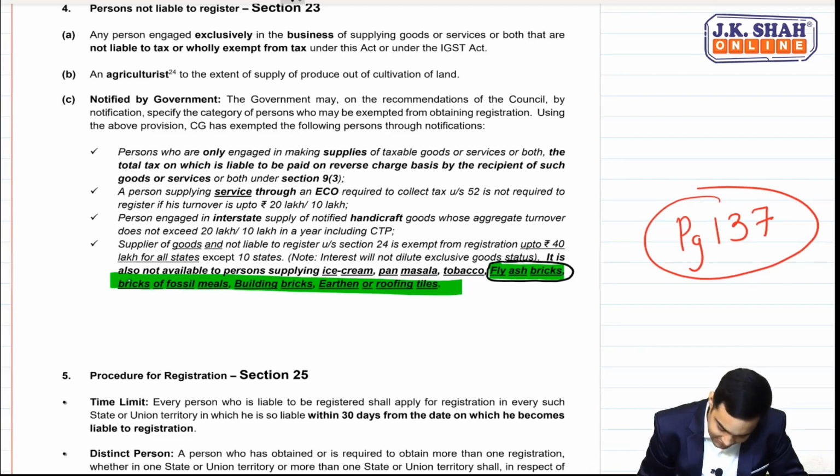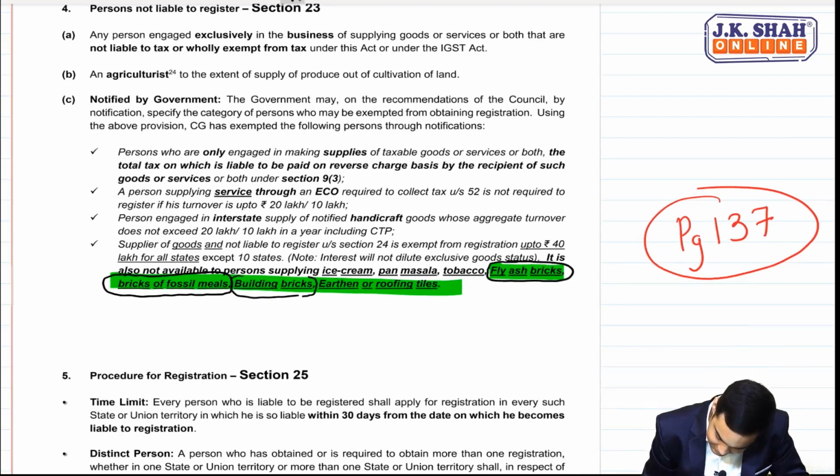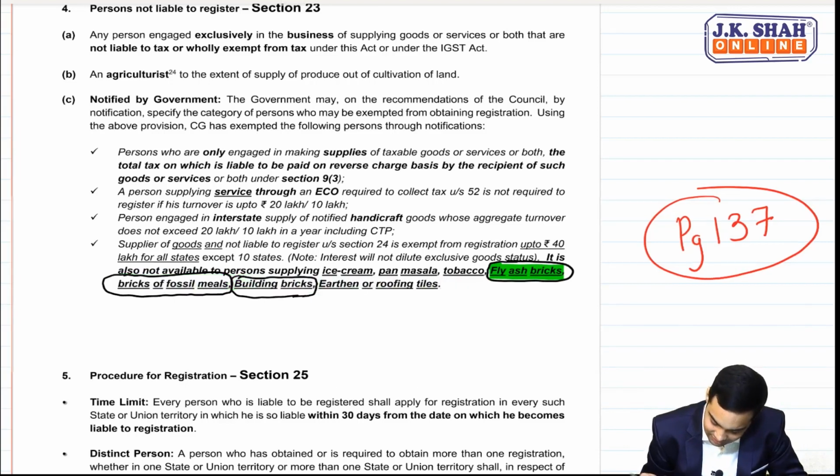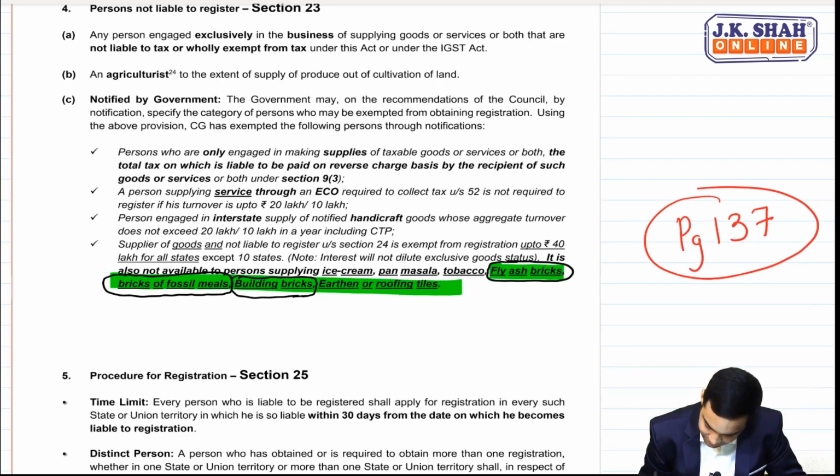Fly ash bricks, that is gray color bricks. Bricks of fossil meals, leftover. Building bricks, red color bricks. And earthen or roofing tiles. Basically, bricks and tiles have been added in this. That's the only change, sir.